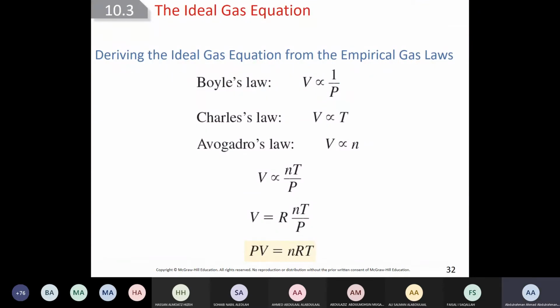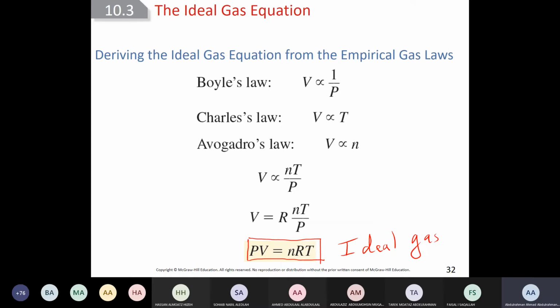Right. We are here. What is this law? Ideal gas law. What's the name? Ideal gas law. You must memorize this name. Ideal gas law.